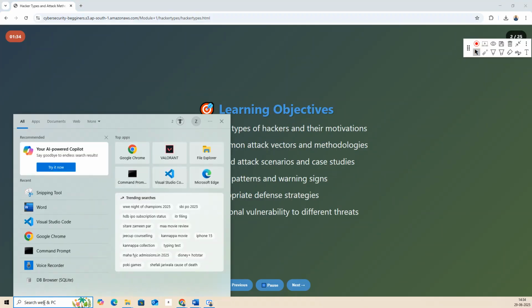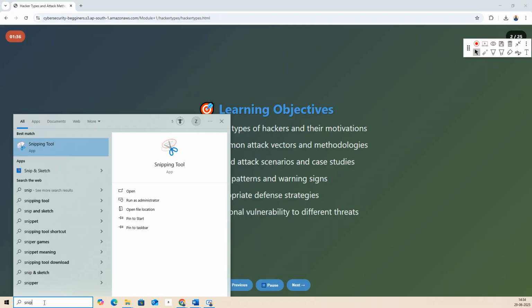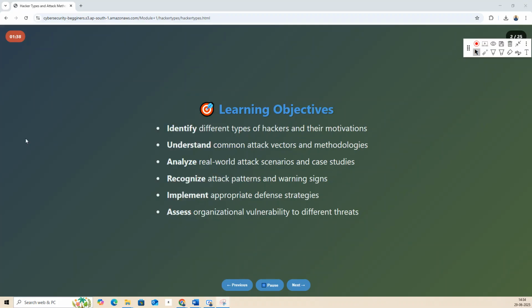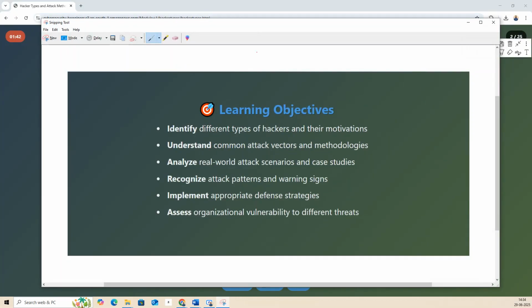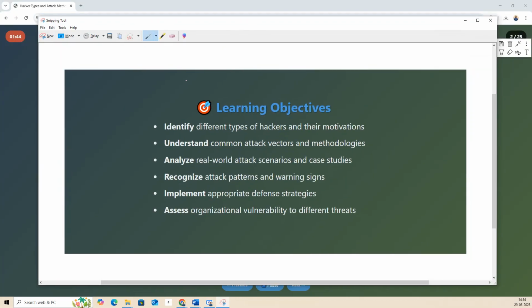Let me take a snip of this because whenever I click on this, it is just navigating to a different slide. So I don't want that to happen again and again.